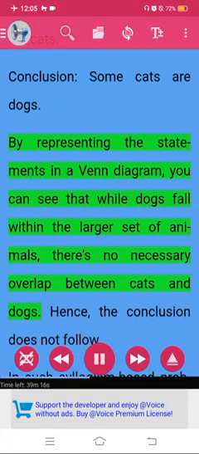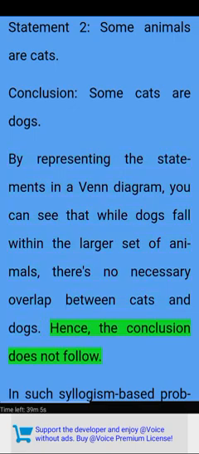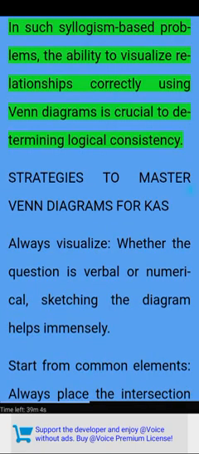By representing the statements in a Venn diagram, you can see that while dogs fall within the larger set of animals, there's no necessary overlap between cats and dogs. Hence, the conclusion does not follow. In such syllogism-based problems, the ability to visualize relationships correctly using Venn diagrams is crucial to determining logical consistency.